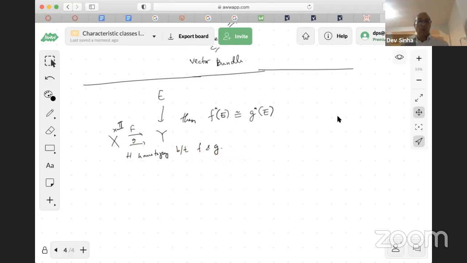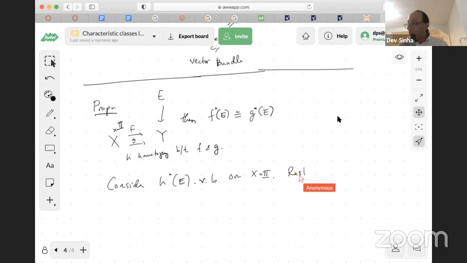Well, great. So what's the idea? Obviously, what we can do, this is our proposition or theorem, is consider the pullback of E under H. Sorry, let me make this a little h, and then I think we'll all be fine. So this is a vector bundle over X cross I, and its restriction to X cross 0 is the pullback under F, and its restriction to X cross 1 is the pullback under G.